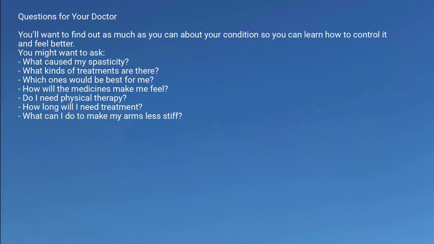Questions for your doctor. You'll want to find out as much as you can about your condition so you can learn how to control it and feel better. You might want to ask, what caused my spasticity? What kinds of treatments are there? Which ones would be best for me? How will the medicines make me feel? Do I need physical therapy? How long will I need treatment? What can I do to make my arms less stiff?